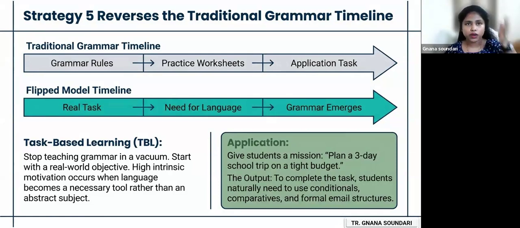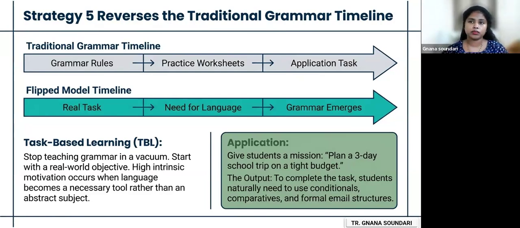If you are teaching tenses, what should you do? If I'm teaching past tense, I should ask them a question. Where did you go yesterday? What did you do yesterday? Did you complete your homework? So I should start with the real life task and need for language, and grammar all automatically emerges. We have to make the child speak.